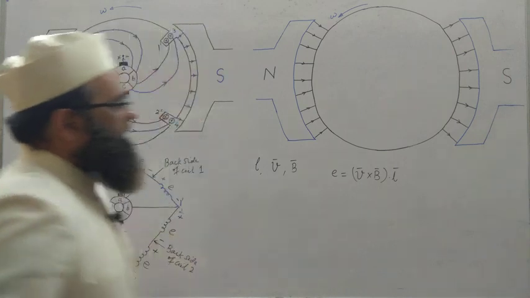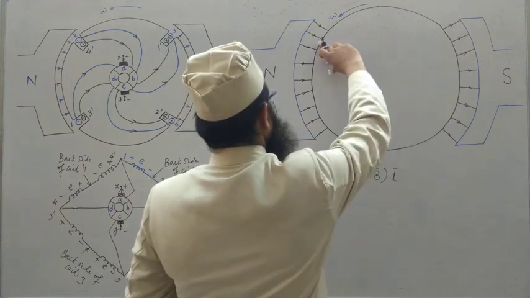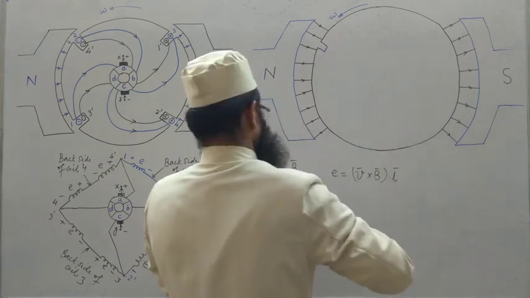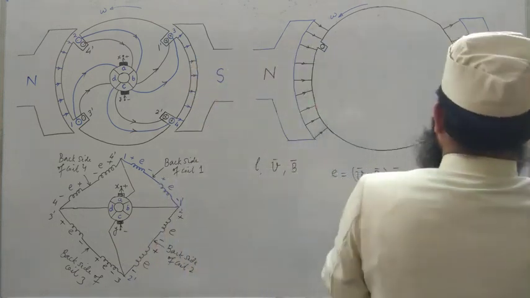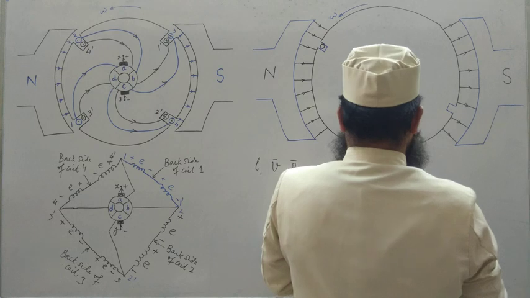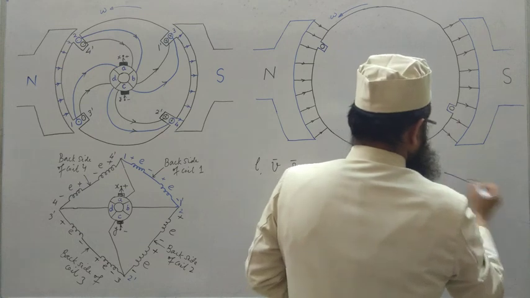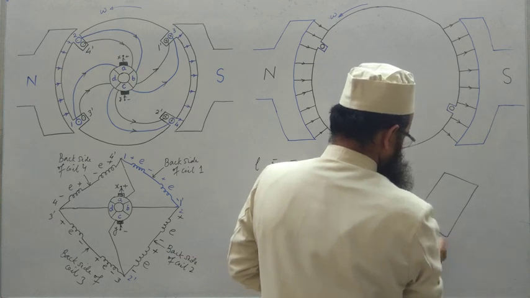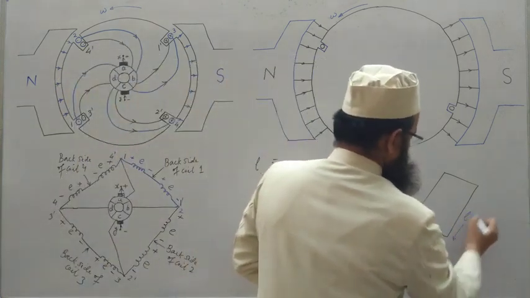So let us take a simple example of a single turn coil. Let us make a particular slot and place one conductor in this slot, and diagonally opposite, place the other side of the conductor here. Means we have taken one coil. This length is L.